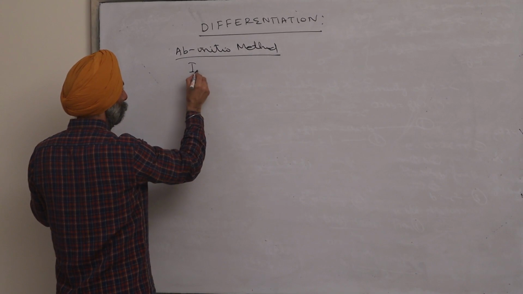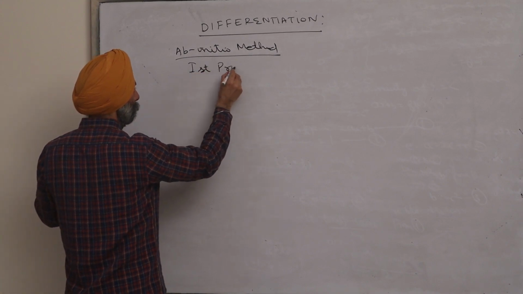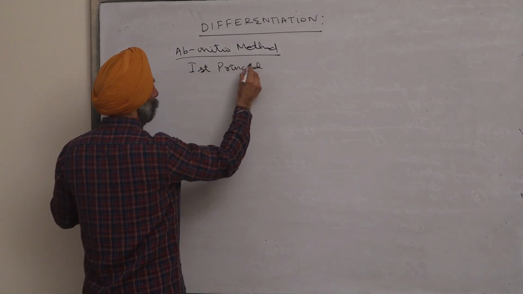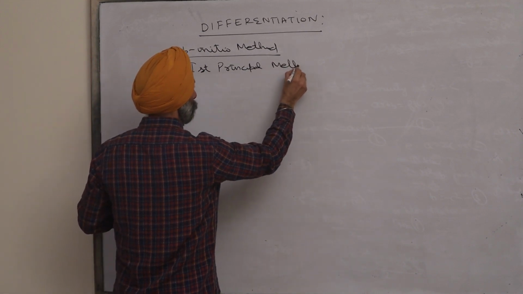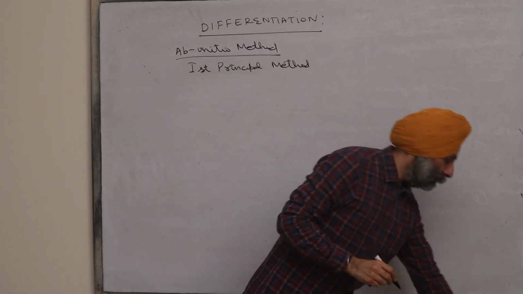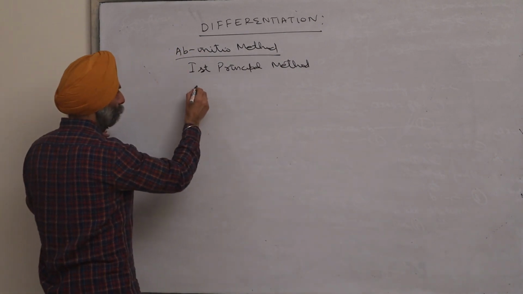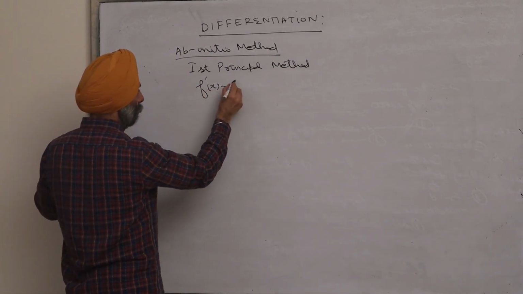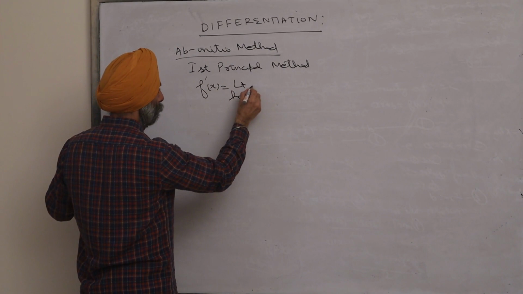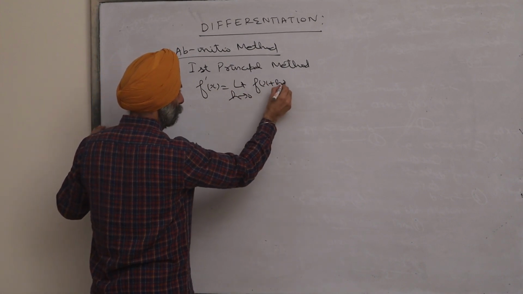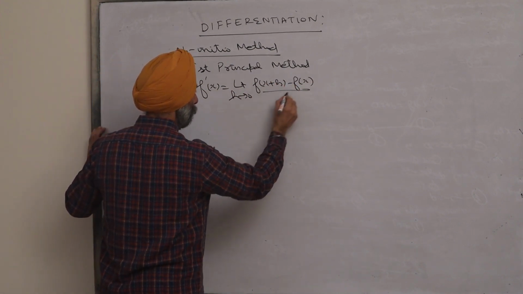Now first principle is also called the ab initio method or first principle method. So what is that? By this method we have f dash x is equal to limit h approaches to 0 f of x plus h minus f of x upon h.